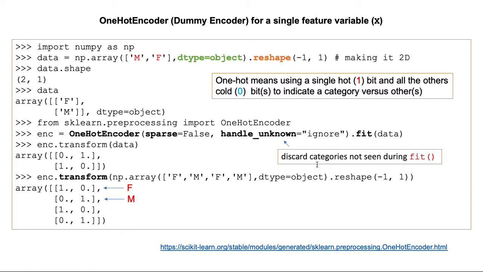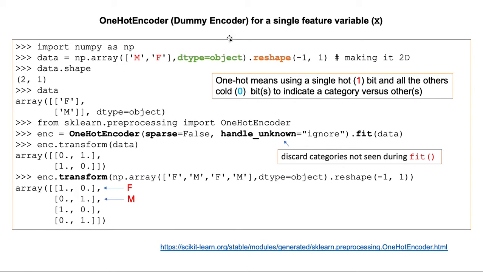We also discard any categories not seen during fit, so we use handle unknown equal to ignore. After transform, you can see it's 0, 1, and 1, 0. We can then apply this encoder to any array with the same categories.